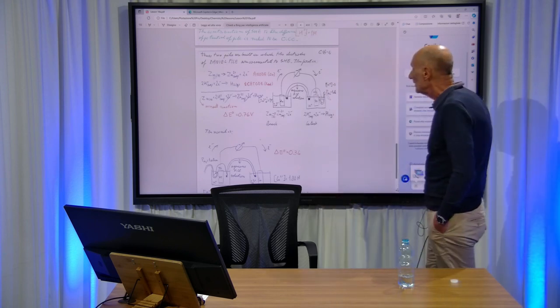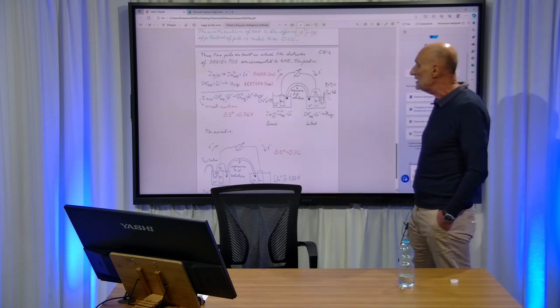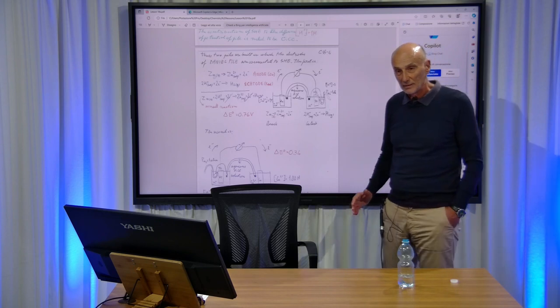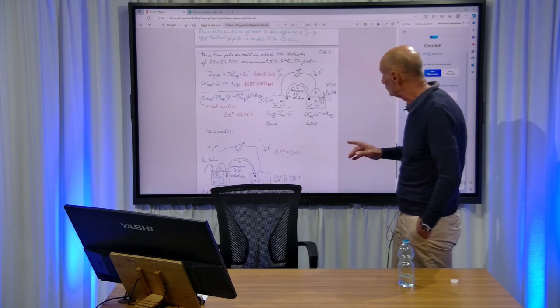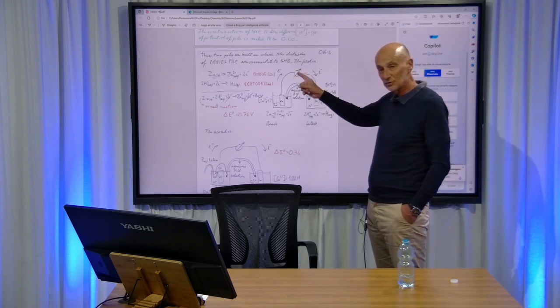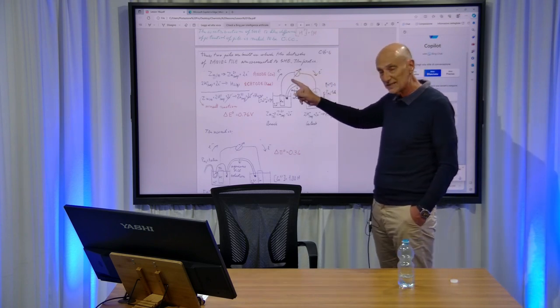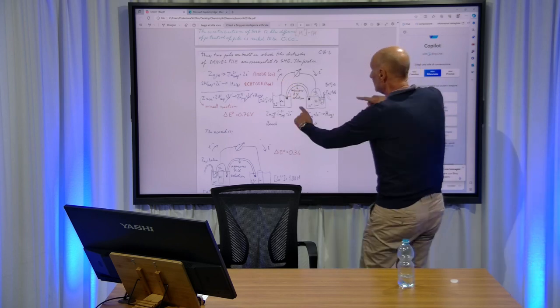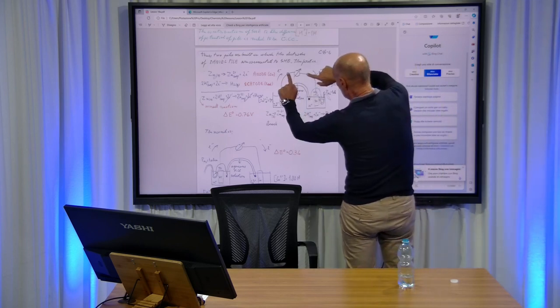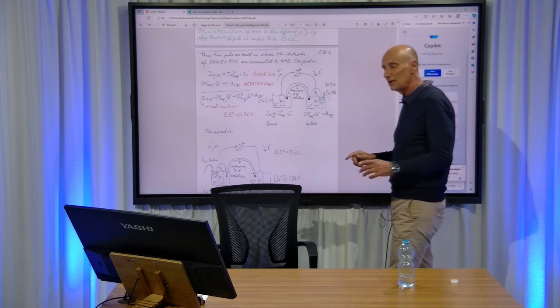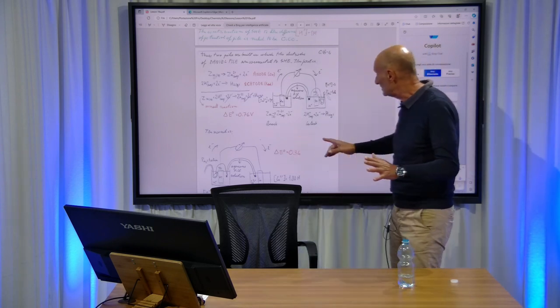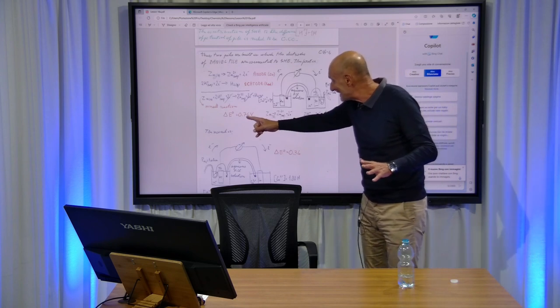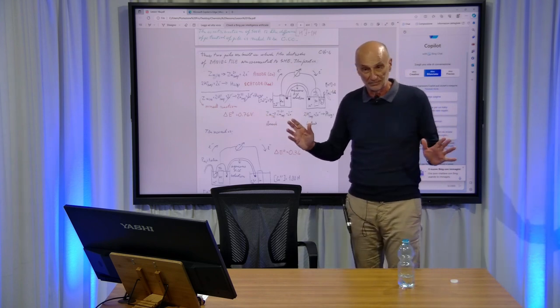Okay? So, if we operate in standard condition, the voltmeter set in this position will read a difference of potential occurring between these 2 points of the electrical circuit. It will read a difference of potential of 0.76 volt. Okay?